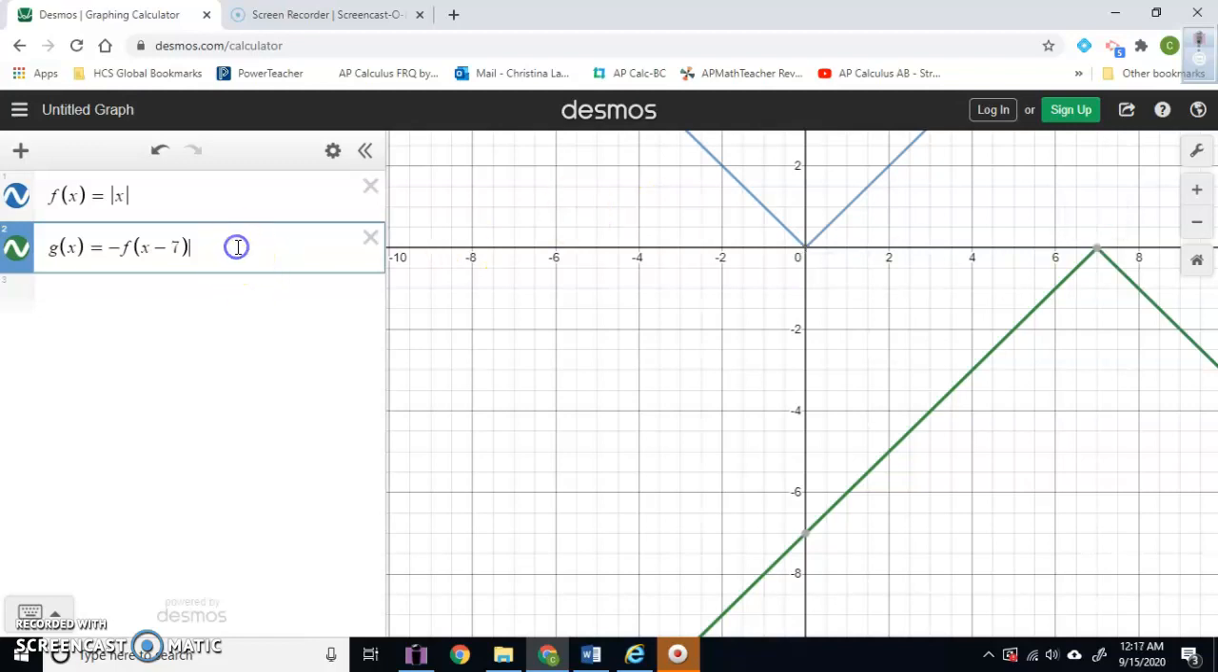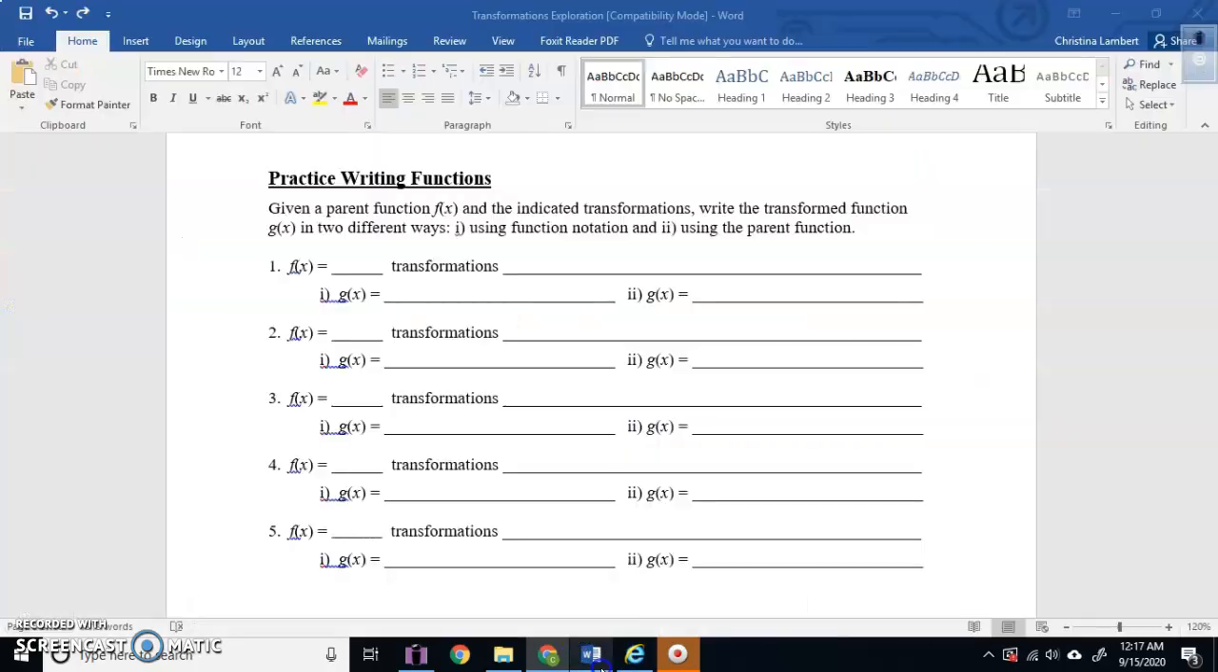In the third line, I'm going to verify that that answer is also correct. So I'm going to put g of x is equal to, in this case, negative, and then absolute value, and then we're going to put that x minus 7 on the inside as well. Okay, so you'll notice that if I turn this on and off, that green function and that purple function are going to land on the exact same spot, so I know I have number 1 correct. Okay, so now let's move on to number 2.